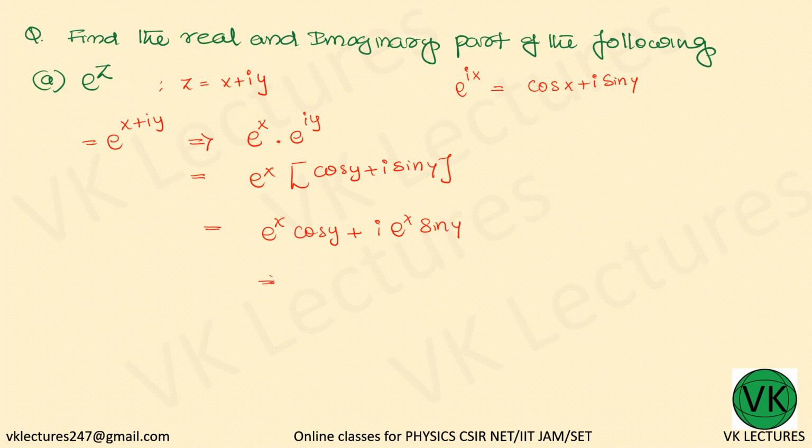Now this gives us the real part. What is the real part here? e to the power x into cos y, and the imaginary part is equal to e to the power x into sine y.